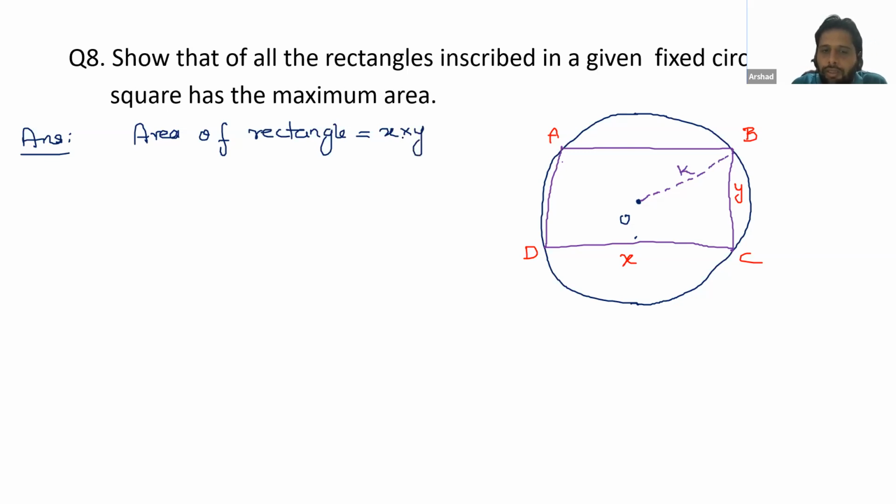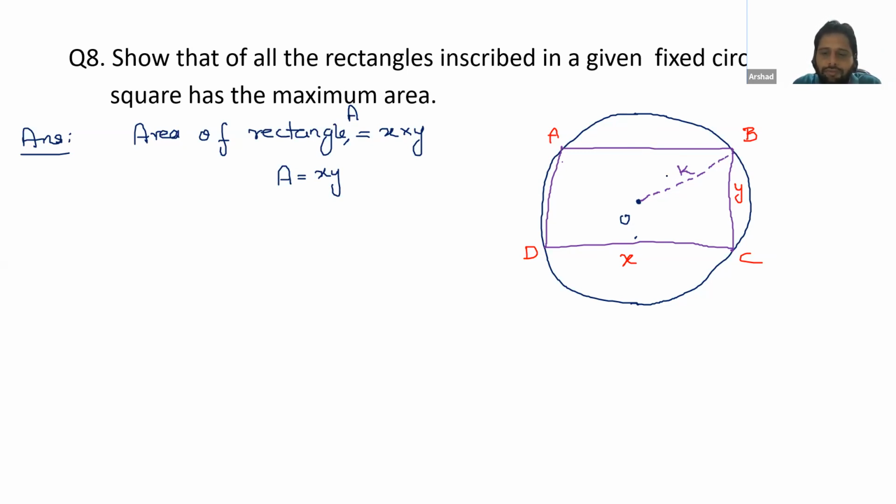Here we have two variables, x and y. Let the area be A, so A is equal to x into y. We need to maximize this function, but here we have two variables. We need a single variable here. So who can tell me how we can eliminate one variable? The constant is k, which is the radius. OB is a radius and its length is k. It is fixed. So can anyone tell me?